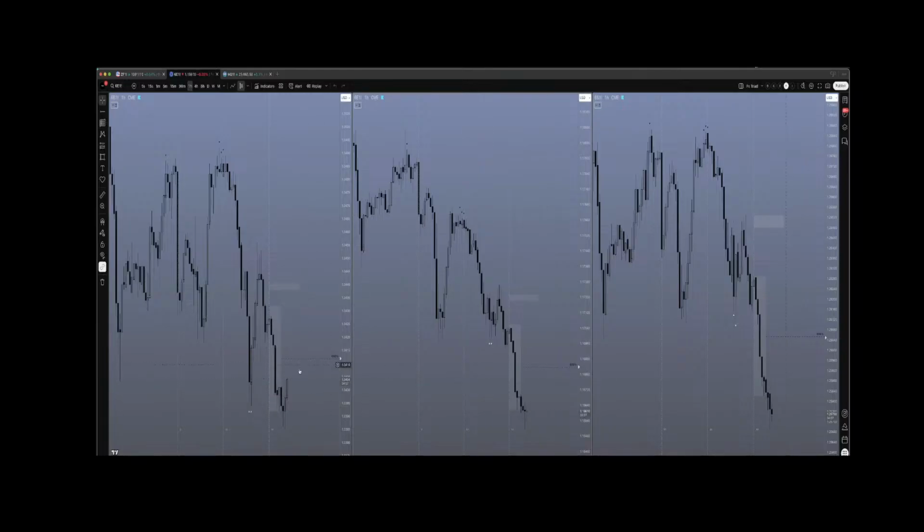Okay, look at 6B. Come on, get up to that EQ. I want to see that at 9 a.m. That'd be lovely. Hopefully we can get something here. That'd be nice.